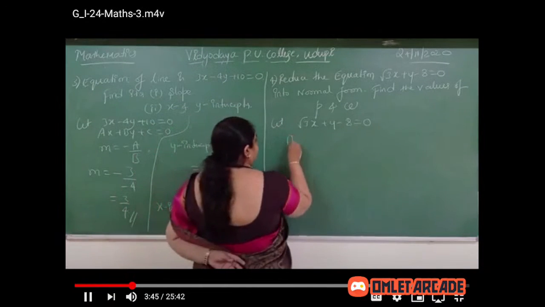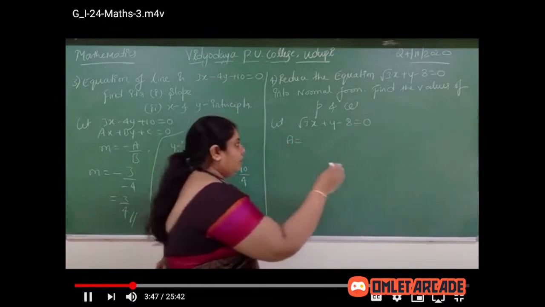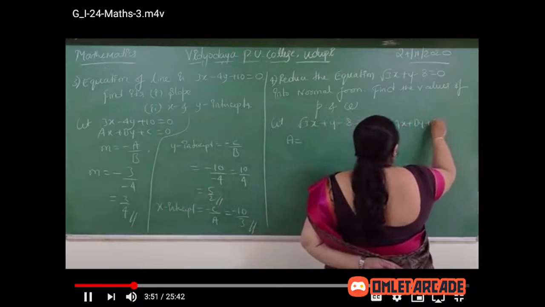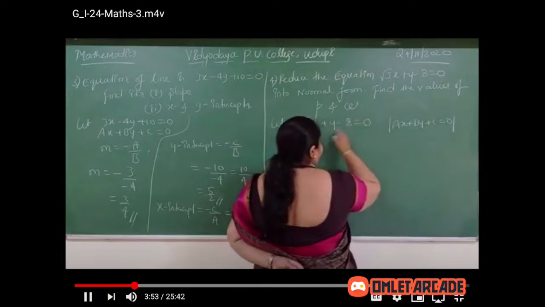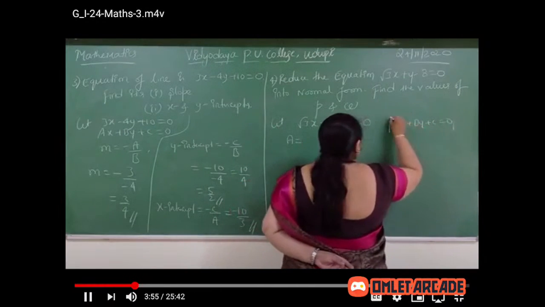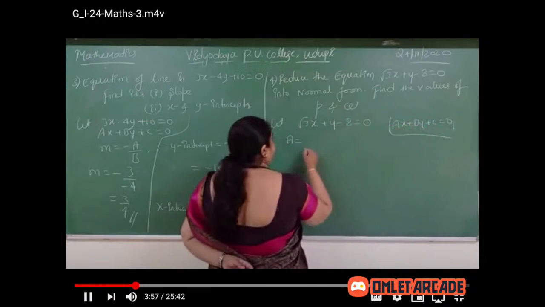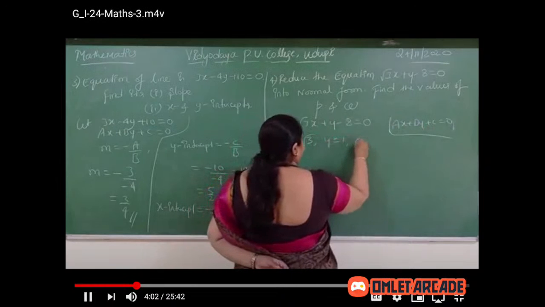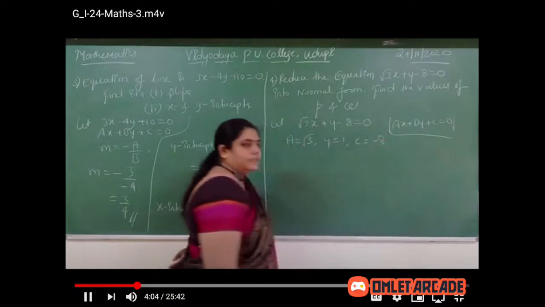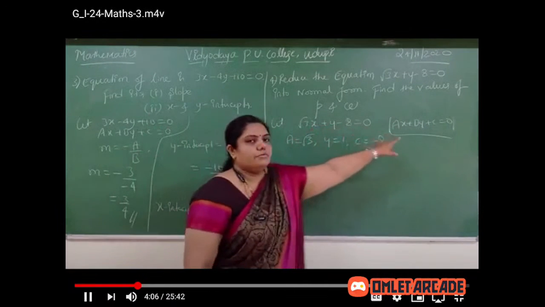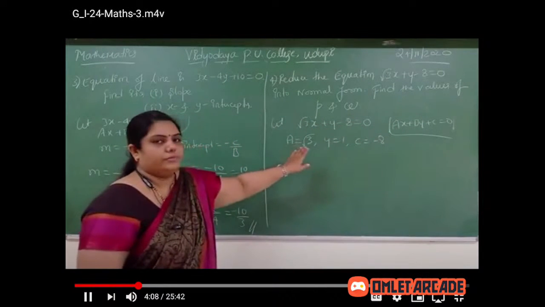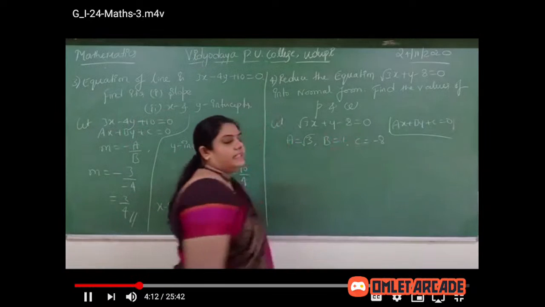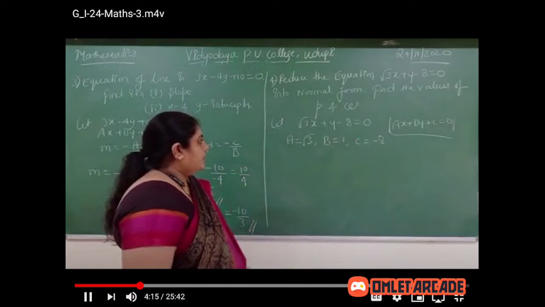I mean, here what is a, students? When you compare this to the general equation, let me write the general equation here. Ax plus by plus c is equal to 0. We just compare this to this. So what is the equation? A is root 3, b is 1, c is minus 8. Isn't it? You just compare this to the general equation. So b is 1 and c is minus 8.